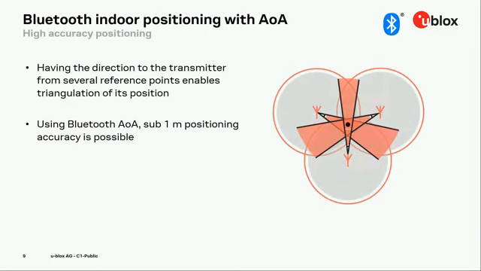And having the direction to the transmitter from several reference points, you can do a triangulation. And by doing that, you can then estimate the position of the transmitter. And using Bluetooth AoA, we can get a positioning accuracy that is better than 1 meter.